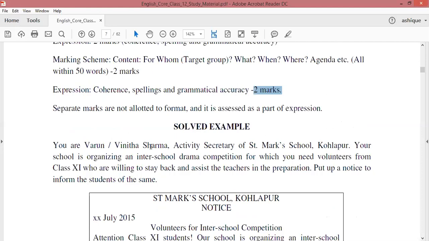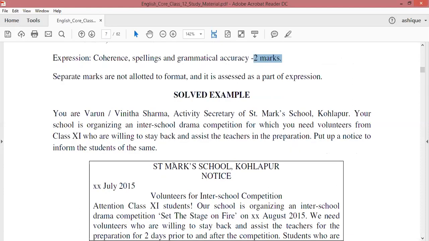You are Varun or Vinita Sharma, activity secretary of St. Mary's School, Kolhapur. Your school is organizing an inter-school drama competition for which you need volunteers from class 11 who are willing to stay back and assist the teacher in the preparations. Put up a notice to inform the students for the same. Okay, students, you might have seen in your schools when there is an annual function and other functions, teachers and school people need volunteers, the students who can help in the program. Similarly, it needs consent from the parents, consent from the students. Okay, so that's why I'm bringing this notice on the screen.